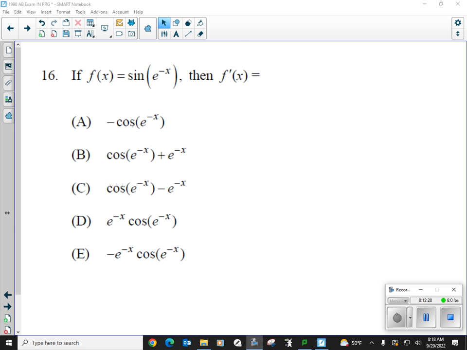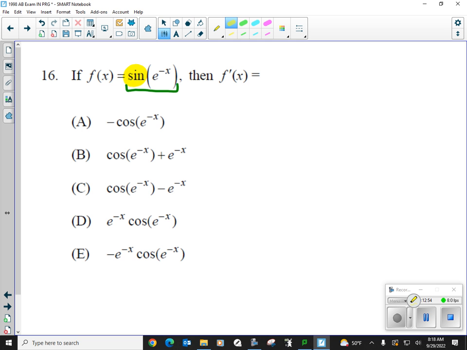16. If f of x equals the sine of e to the negative x, then f prime of x is. All right, let's go. We're just taking the derivative of this expression. There's no value for x, so we'll have an expression as an answer. Chain rule.